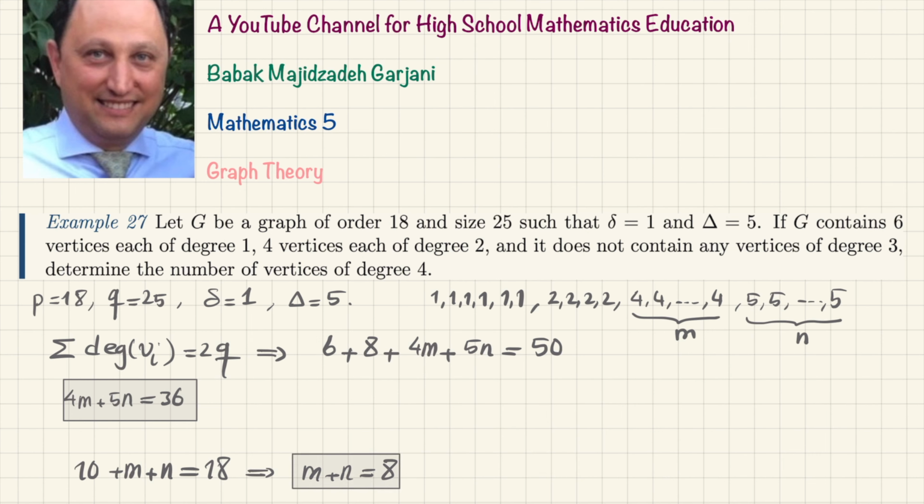So I put them together and I solve this system: 4m plus 5n is equal to 36, and m plus n is equal to 8. If you solve this system, you will get m equals n equals 4. So what is wanted in the problem? The problem asks how many vertices of degree 4 there are. So it means that the problem is asking about m. So the answer would be 4 of them.